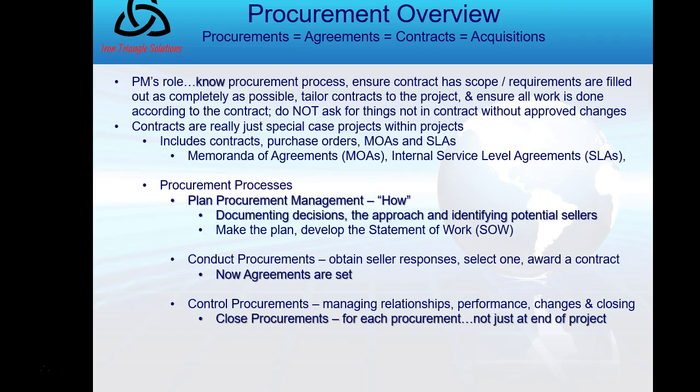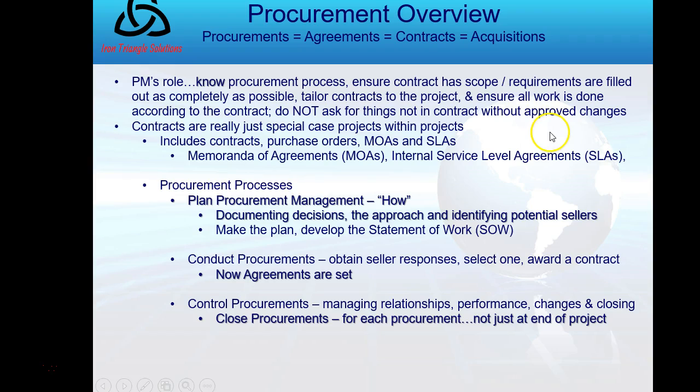So we're going to do it by 3 processes. Plan procurements, which is documenting the procurement decisions, specifying the approach and identifying potential sellers. Then we're going to conduct procurements. At the end of that, we're going to have a contract. It's set, an agreement. And then we're going to have to control it, control procurements.